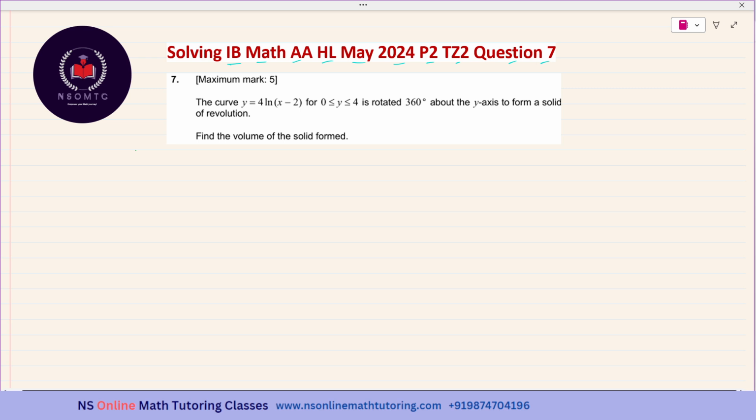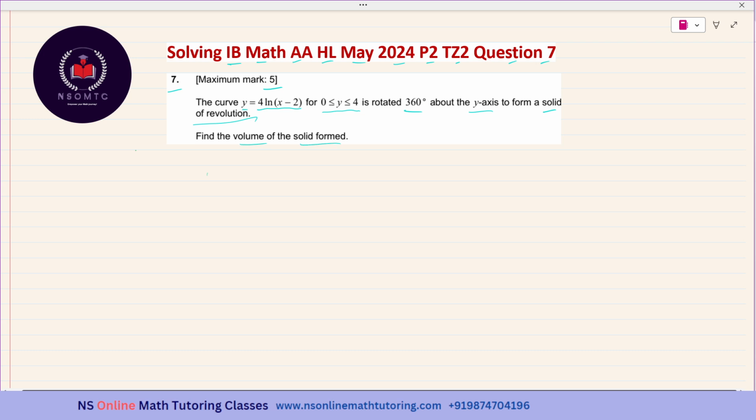So without any further delay, let us start solving question number 7. The maximum mark is 5. It says the curve y equal to 4 times ln of (x minus 2), for y greater than or equal to 0 but less than or equal to 4, is rotated 360 degrees about the y-axis to form a solid of revolution. Find the volume of the solid formed.